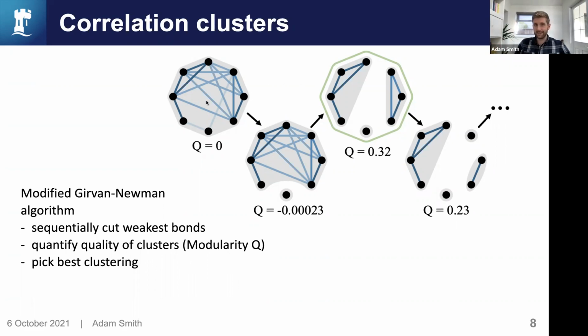What this does is it takes the snapshot that we've taken and assigns a number to it. At the start, it will always be 0. The next step, it turned out to be something close to 0, then 0.32 and then 0.23. Once we have all of these numbers, we pick the best clustering. In this case, it turns out to be this one shown in green, which had a modularity of 0.32. Now let me tell you what this quantity, this modularity, is.